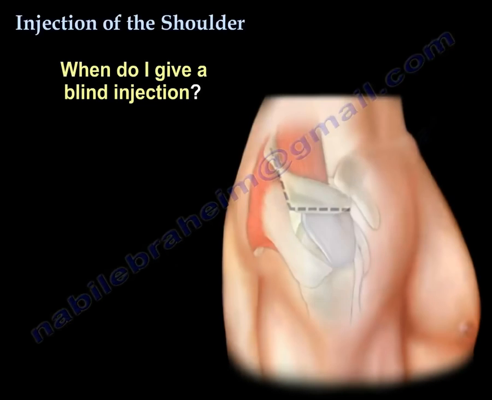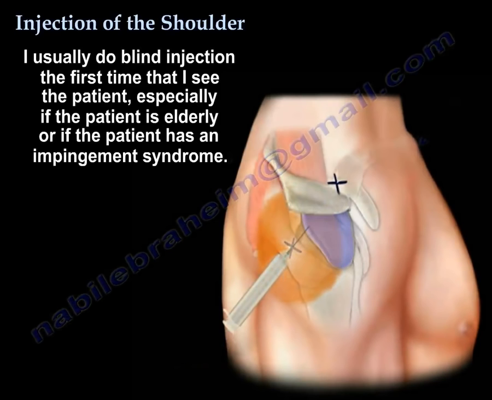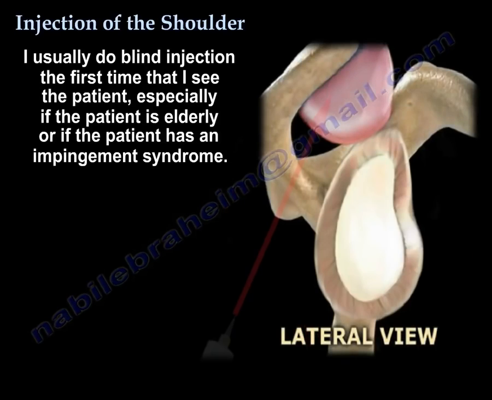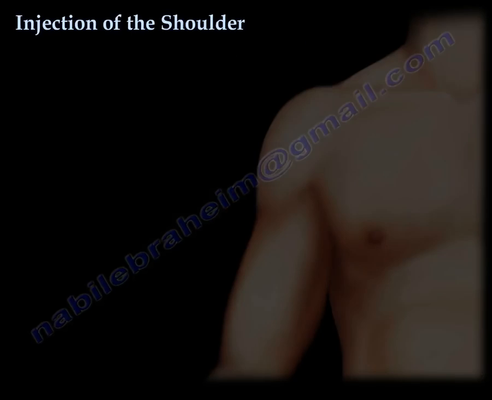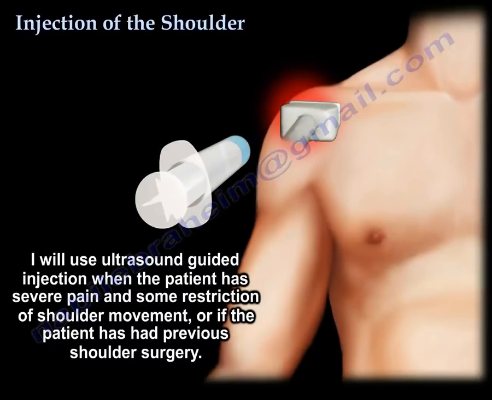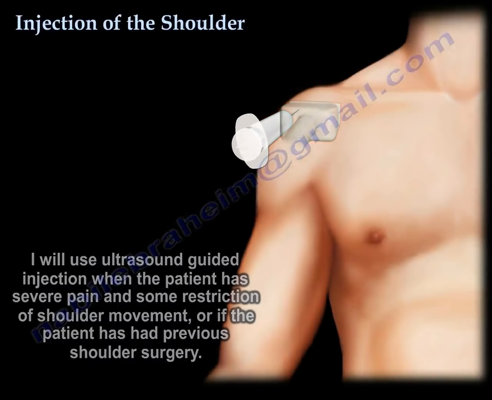So when do I do the blind injection? Usually the first time I see the patient, especially if the patient is elderly or the patient has an impingement syndrome. I will use the ultrasound when the patient has severe pain and some restriction of the movement, or the patient has previous shoulder surgery.